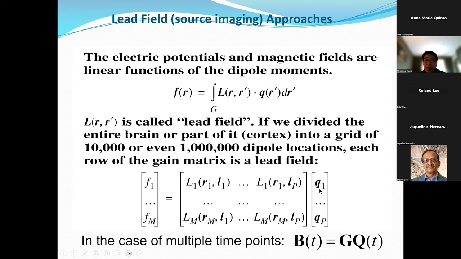So I can pre-calculate the forward model and establish this equation, B equals G times Q, the same as before. But now the Q has 10,000 or a million dipoles times two, because each dipole has two dipole moments. On the left-hand side, F1 to FM, that's my 306 MEG measurements. What's in the middle is called the lead field. Each column is for a dipole location: for the dipole at location R1, what is the contribution to the sensor location? And the last column is for dipole location L1, what is the contribution to the magnetic field measurement at sensor location Rm? So each column is called one lead field.